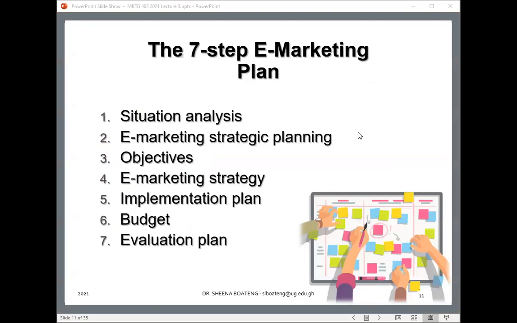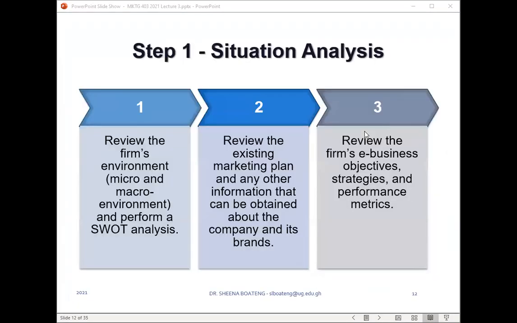Now, the 7-step e-marketing plan is made up of 7 steps, like the name suggests. The first step being the situation analysis, which we talked briefly about in one of our lectures last week. The next step involves the e-marketing strategic planning, followed by the generation of objectives, followed by the e-marketing strategy formulation, and then the implementation plan, the budgeting, and then evaluation plan. Now we are going to take each of these one after the other, and then we will elaborate on them.